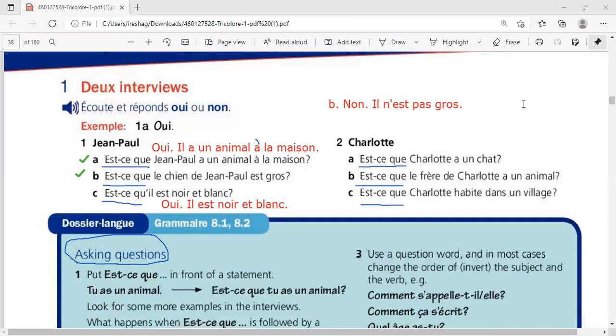You can either start with oui or non. If you say oui, you have to write down a positive sentence. If you put non, you have to use the negative. For example, if you want to say yes, Charlotte has a cat: oui, elle a un chat. If you want to say no: non, elle n'a pas de chat. Thank you. Okay, great. So that's all for today.